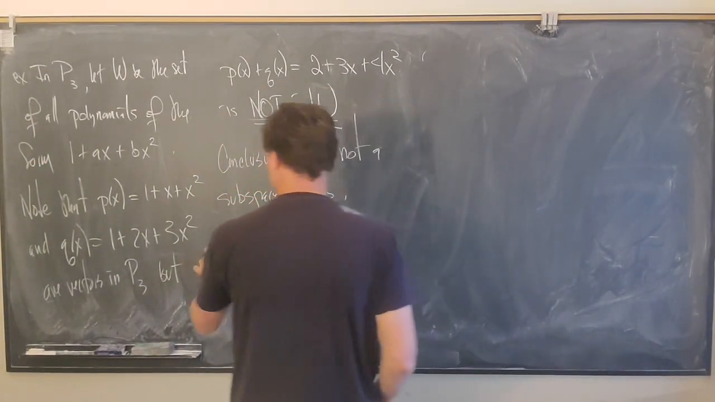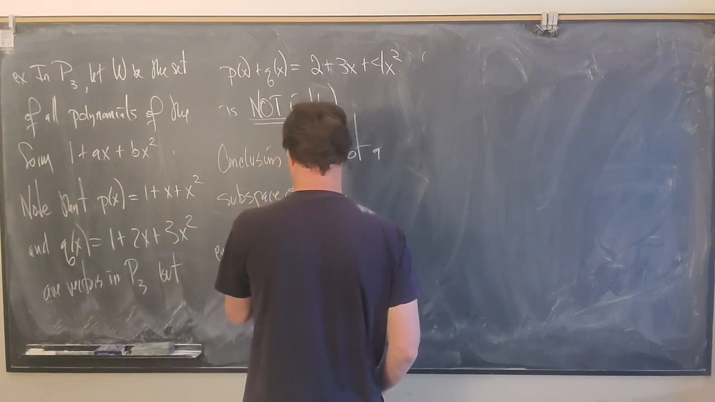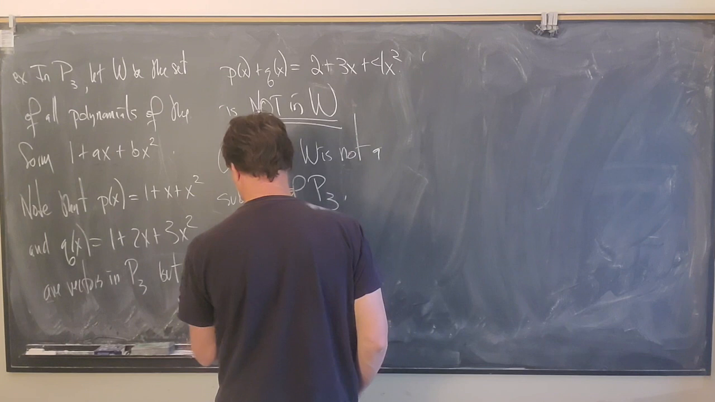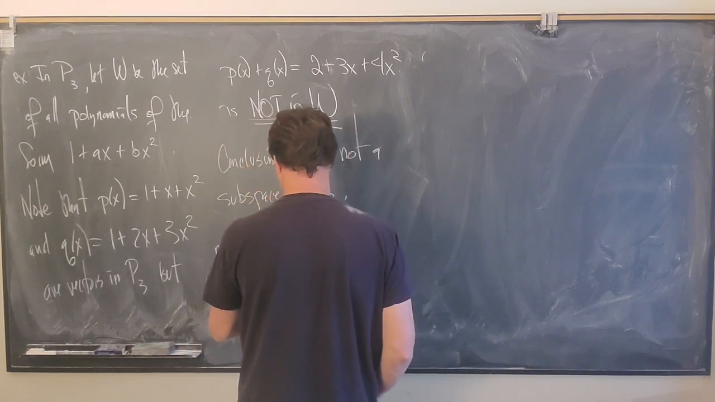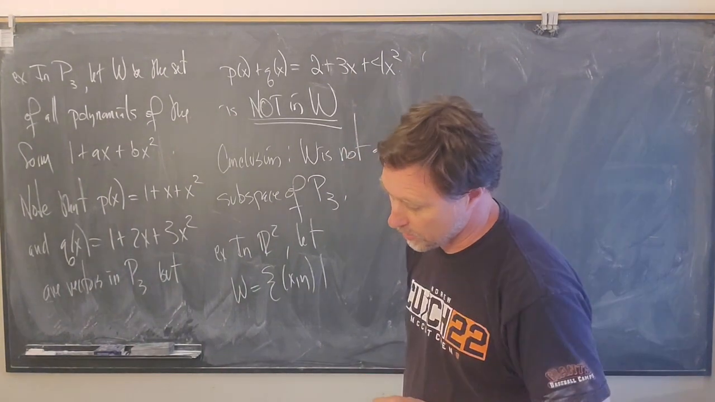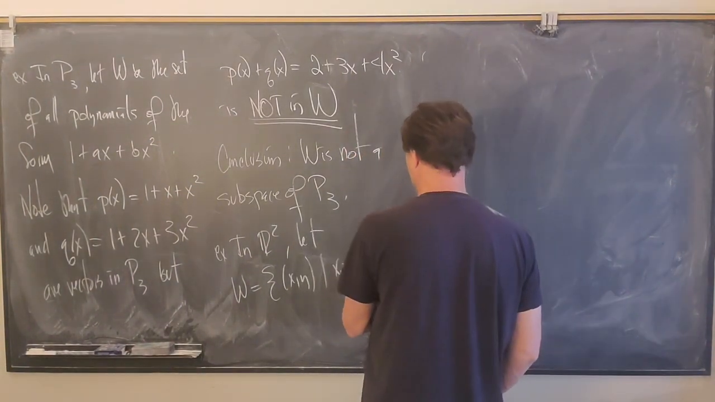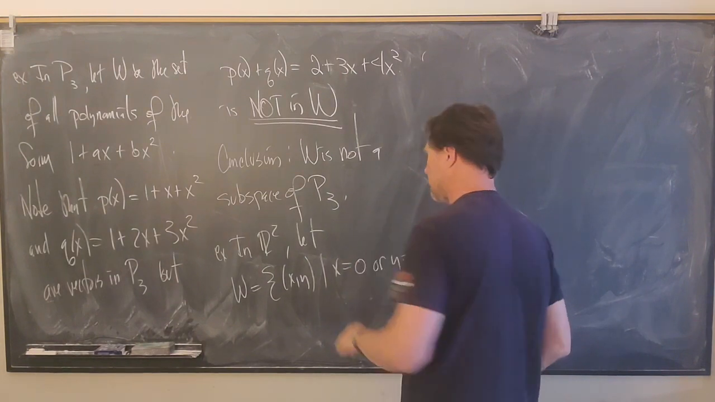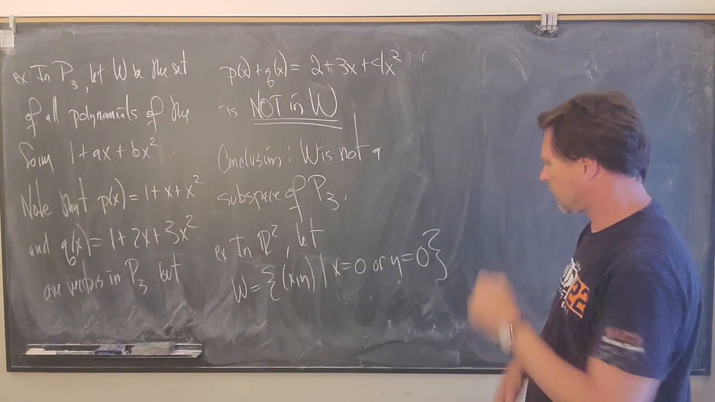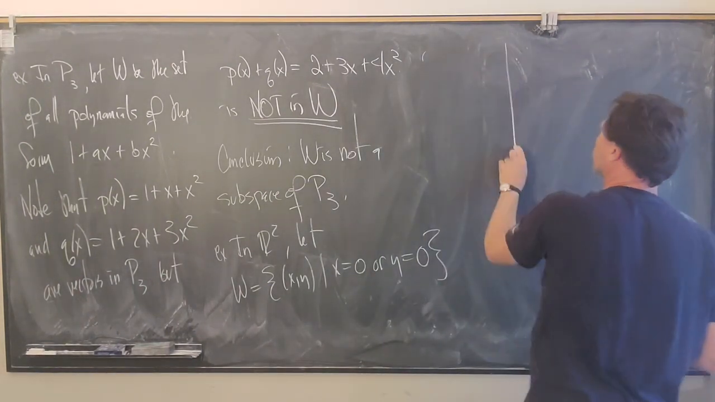So let's see, in R2, let W be the set of all ordered pairs (x, y) such that x is equal to 0 or y is equal to 0. So I'm writing this as a set. Now what is this? Let's draw the picture.